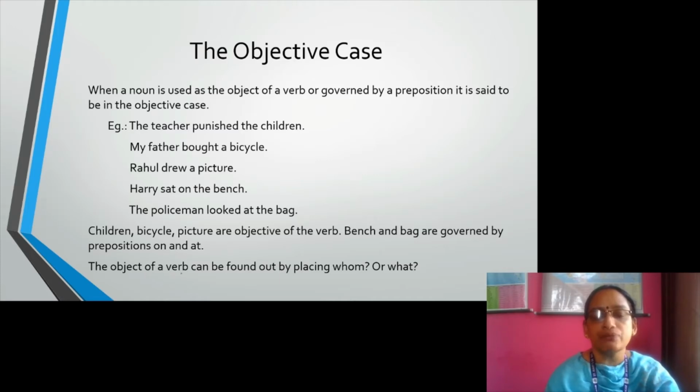The object of a verb can be found out by asking who or what. Here, my father bought a bicycle. So, what did the father buy? A bicycle. Rahul drew what? A picture. Hari sat on the, where did he sit? On the bench. The policeman looked at the bag. Where did the policeman look? At the bag. So that means it gives the answers of whom and what.